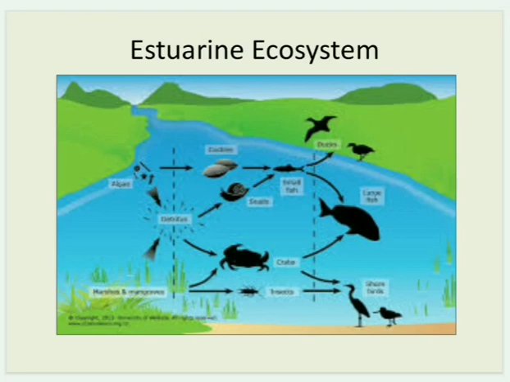Then structure of estuarine ecosystem: abiotic, temperature, pH, nutrients, etc. Then biotic producers are marsh grass, seaweed, seagrass, etc. Then primary consumers are crabs and oysters. Secondary consumers: seabirds, small fish. Tertiary consumers are salmon, eels, that is, larger fish. Then decomposers: bacteria and fungi.